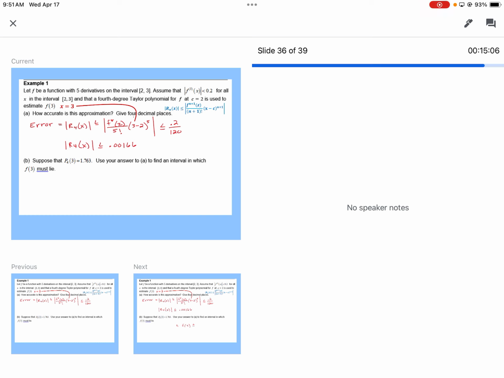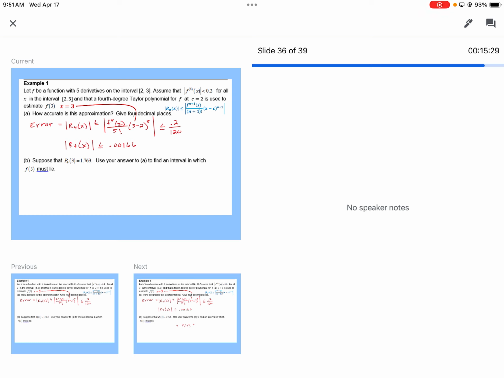All right. Part B. Suppose that P sub 4 of 3 equals 1.763. That's the approximate value using our 4th degree Taylor polynomial at 3. Use your answer in A to find the interval in which f of 3 must lie.